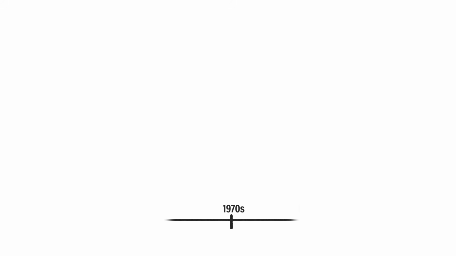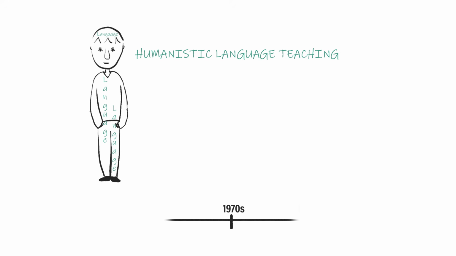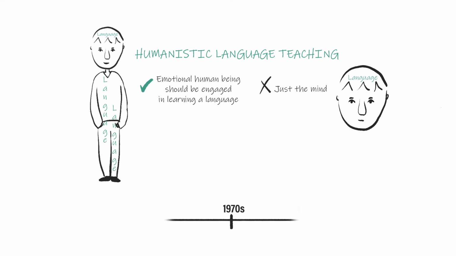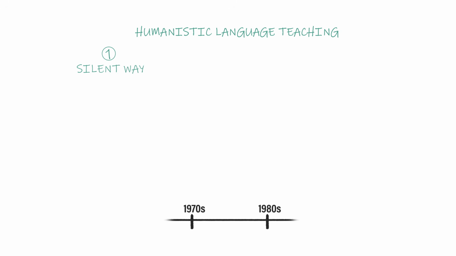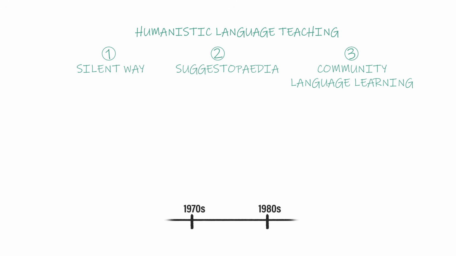In the 1970s, another new orientation to language teaching emerged, called humanistic language teaching. Humanistic language teaching is based on the idea that the whole social and emotional human being, and not just the mind, should be involved in learning a language. Three key methods between the 1970s and 80s were associated with humanism: the silent way, Suggestopedia, and community language learning.